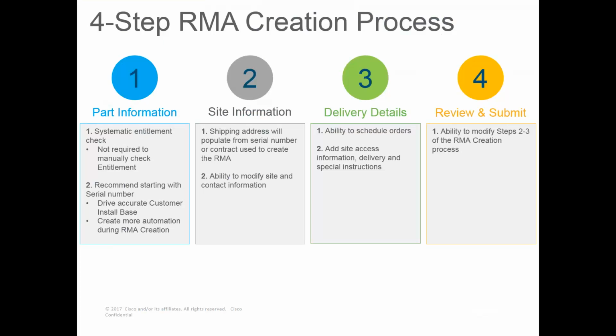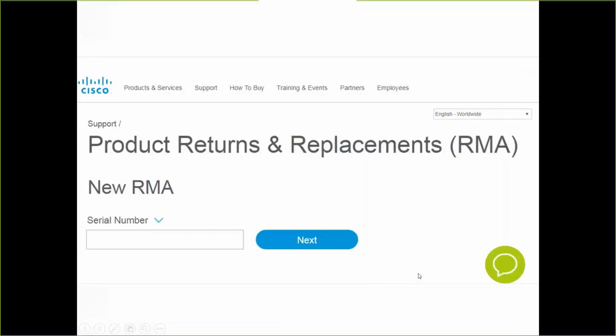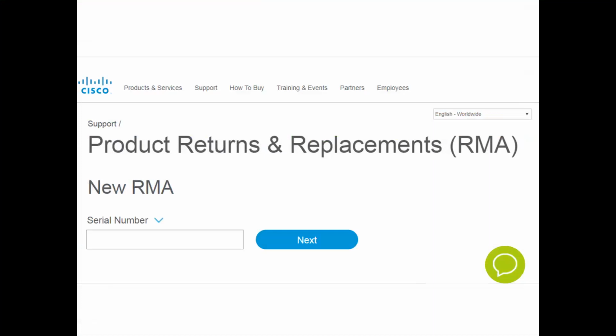In the last step in the RMA creation process, you will be able to review all of your RMA details and make any modifications before submitting. Let's go ahead and walk through this process. We are going to preview 2 types of RMAs. The first RMA will be a standard next business day order, and the second RMA will be a premium RMA with labor. In the RMA section, you can enter in the serial number or select contract from the drop-down.